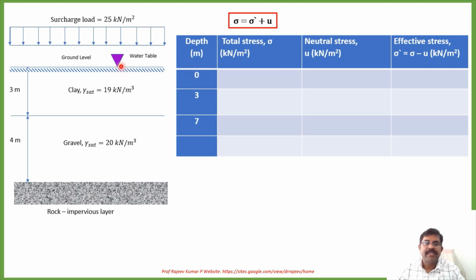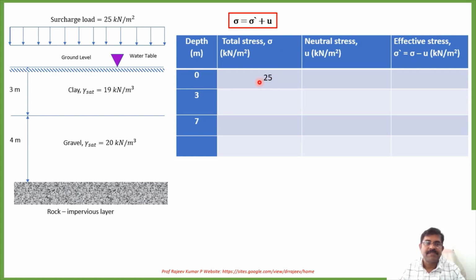Depth 0 is nothing but the ground level where a surcharge loading of 25 kN per meter square is acting. Then below the ground level, a 3-meter thick clay layer is there and a 4-meter thick gravel layer is also there below the clay layer, and then there is rock formation which is termed as impervious layer. Because of the surcharge loading, the pressure acting on the ground surface can be directly taken as 25 kN per meter square.